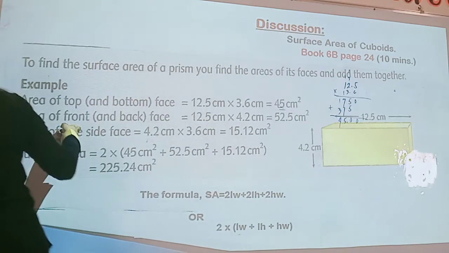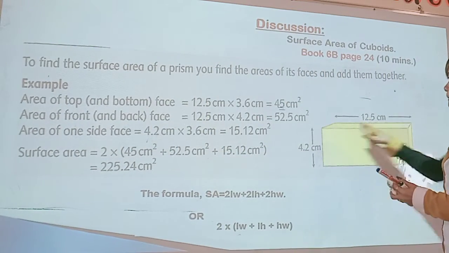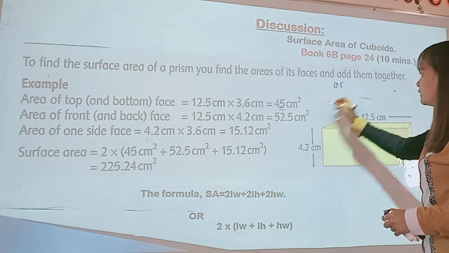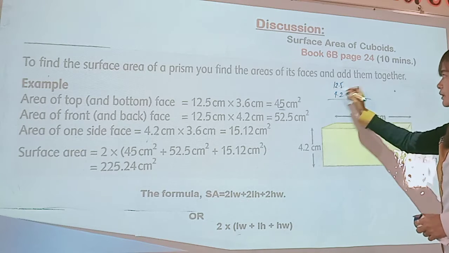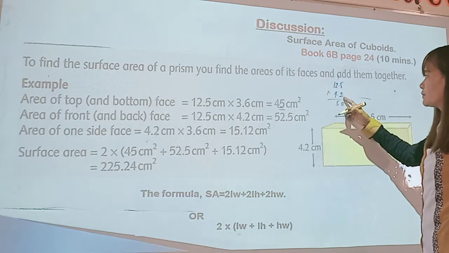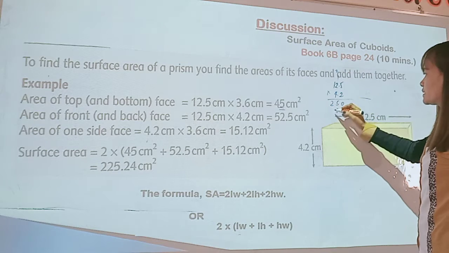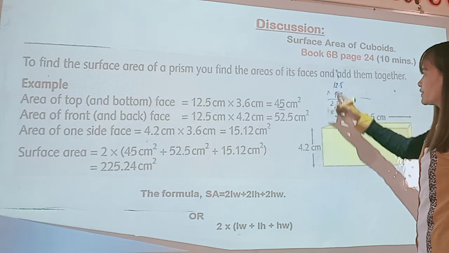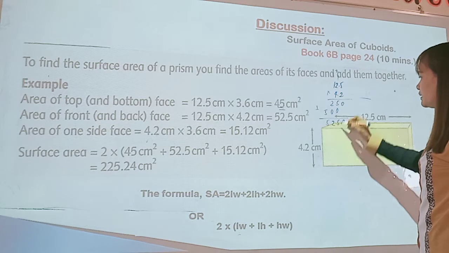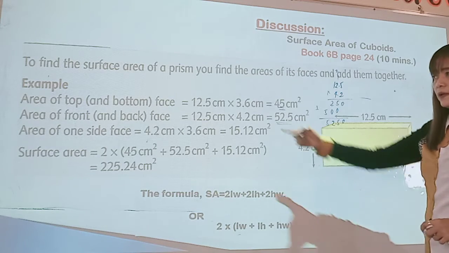How about if we are going to get the area of the front of the cuboid? We are going to multiply the length times the height. So let us multiply 12.5 times the height, 4.2. 5 times 2 is equal to 10, carry 1. 2 times 2 is 4 plus 1 is 5. 1 times 2 is equal to 2. 4 times 5 is equal to 20, carry 2. 2 times 4 is 8 plus 2 is equal to 10, carry 1. 1 times 4 is 4 plus 1 is 5. So let us add 0, 5, 2, 5. How many decimal points? 2. So we get 52.5 centimeters squared, the area of the front.